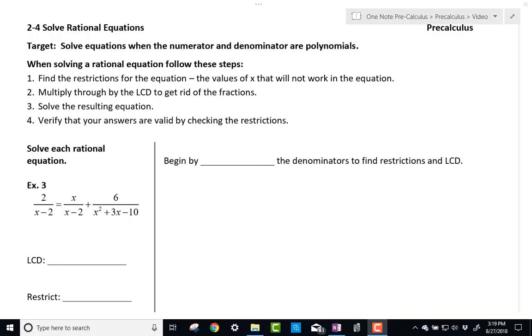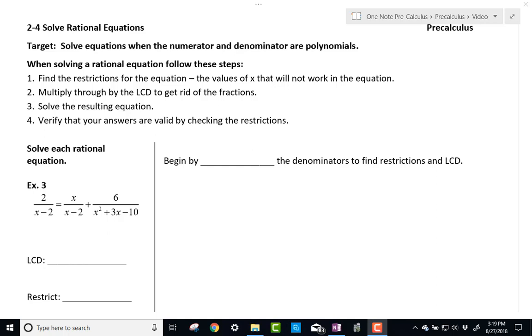Alright, so we're going to be solving some more rational equations here in the second part of 2-4, and we want to keep in mind that when solving a rational equation we need to follow these steps here. We want to find the restrictions for the equation. These are the values of x that will not work. The reason we want to find those is because if our answer ends up to be a restriction, we need to cross it off the answer list.